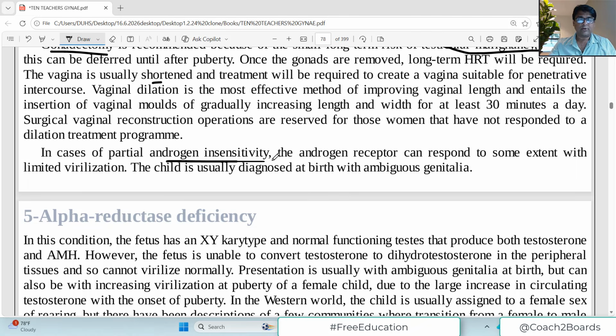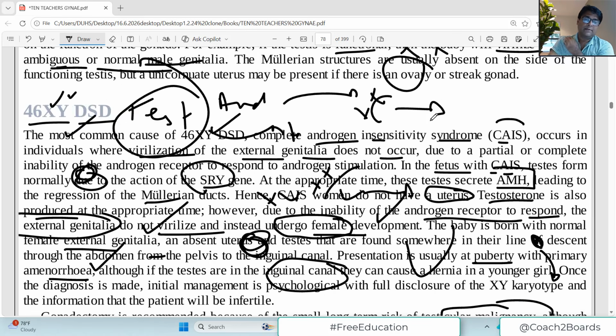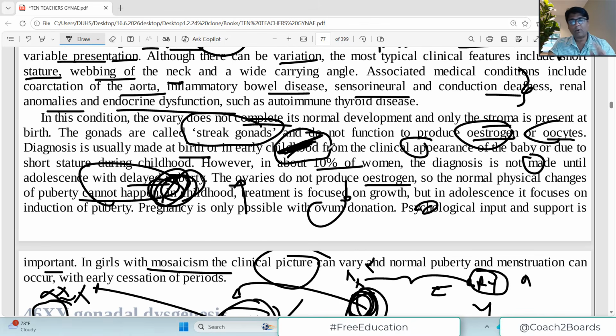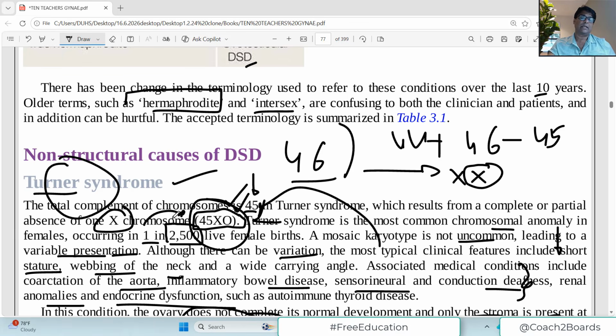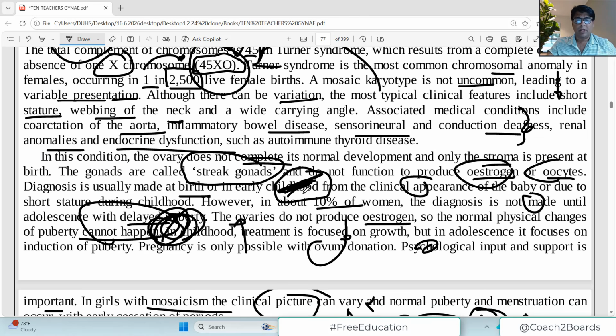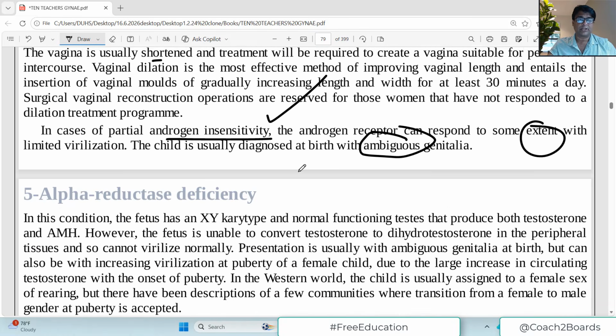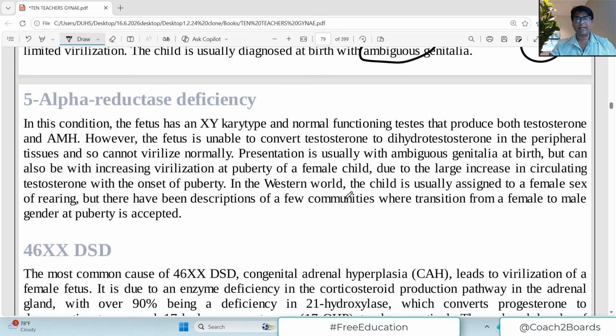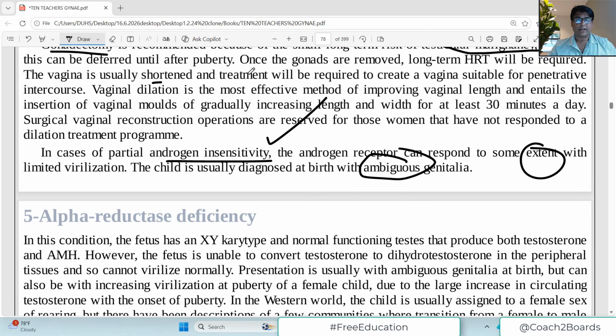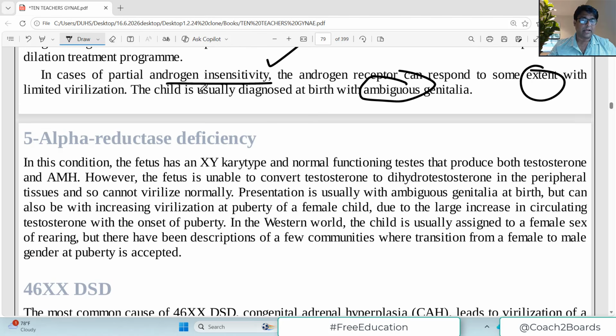In case of partial androgen insensitivity, the androgen receptor can respond to some extent. Some virilization happens, but the external genitalia can be ambiguous. Okay. So, these are very important discussions because you have studied all these things in your physiology and pathology lectures, but now we are talking in terms of a clinical gynecology scenario. So these patients do present. Imagine these patients coming to your clinic and talking to you. So you should know what the presenting complaints will be and what the underlying pathology is.